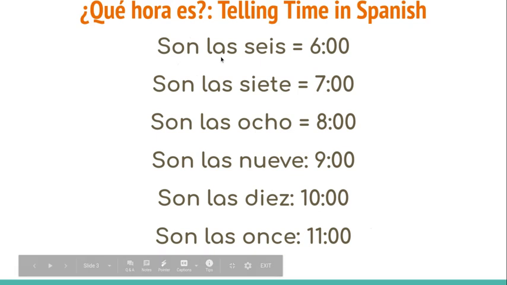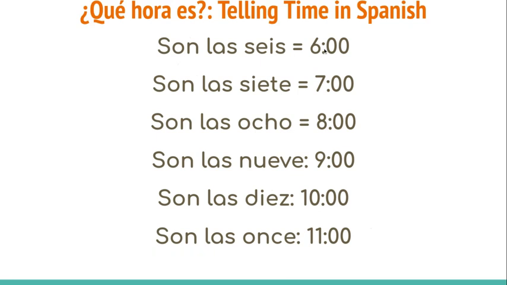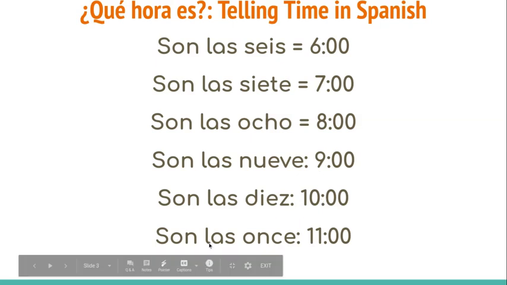Son las 6. For 6 o'clock. Son las 7. For 7 o'clock. Son las 8. For 8 o'clock. Son las 9. For 9 o'clock. Son las 10. For 10 o'clock. Son las 11.